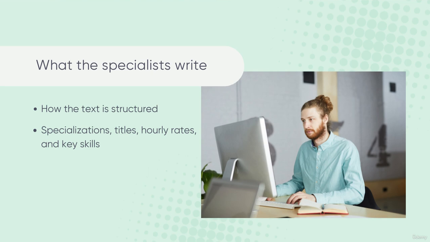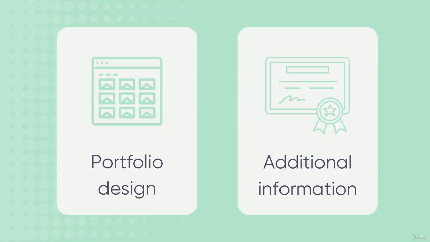Visit the profiles that appear in your search results and pay attention to what the specialist wrote, how the text is structured, whether there are any emojis, what elements are underlined, etc. I also advise you to write in the table such information as the specialization that performers use, their titles, their hourly rates, and their key skills. Don't forget to check how each portfolio is designed, and what additional information is shown, such as education, certificates, work experience, etc.